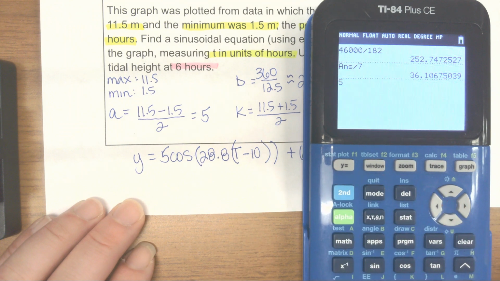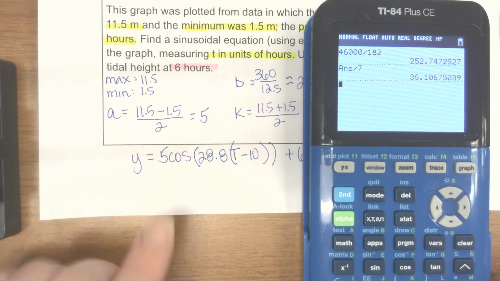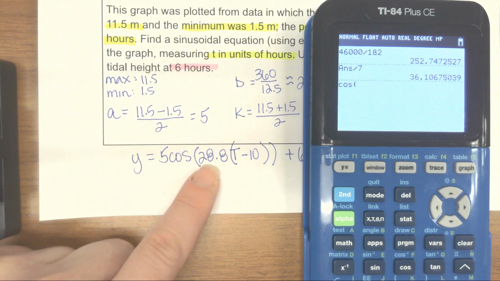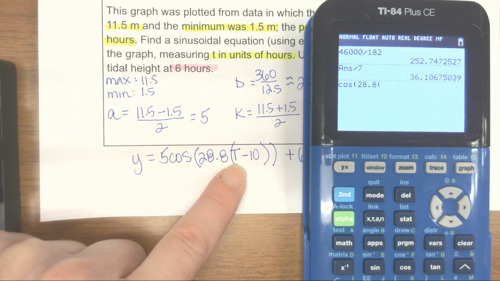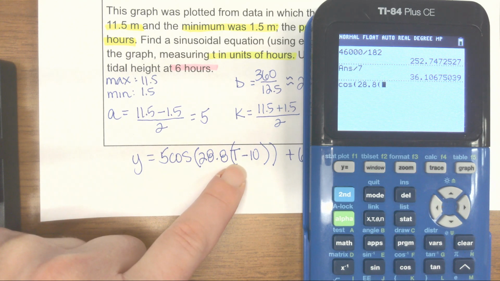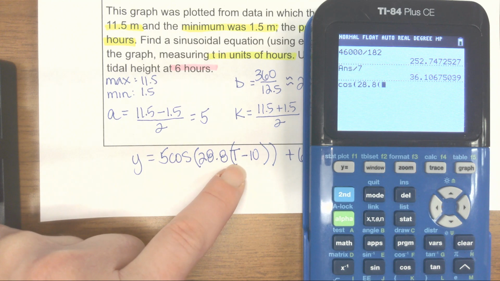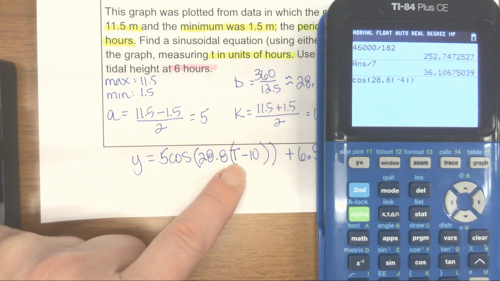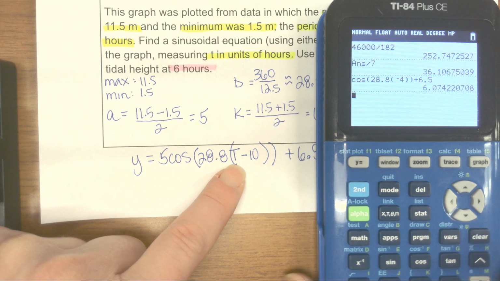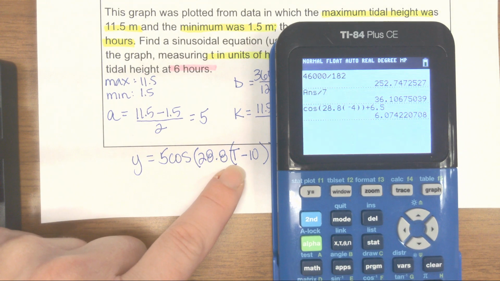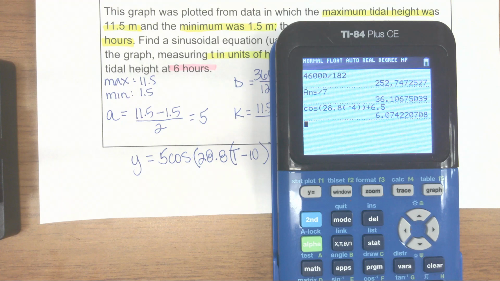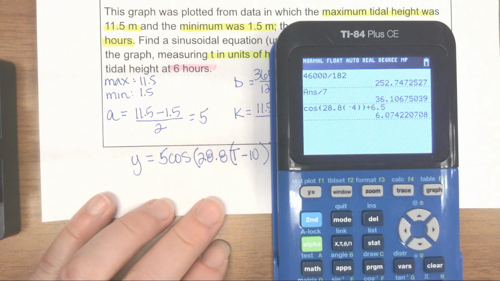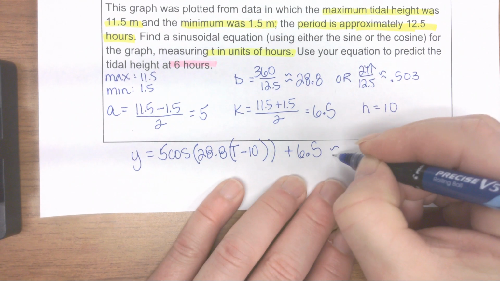Okay, the way that's going to look is 5 cos, and we're going to use parentheses just like we see, 28.8. If you want to do 6 minus 10 in your head, that's fine. You can literally type in 6 minus 10, but it is -4. And then we're going to close our parentheses and then plus 6.5. Okay. So according to my cosine curve, the height of the tidal wave at that point would be 6.07 feet.